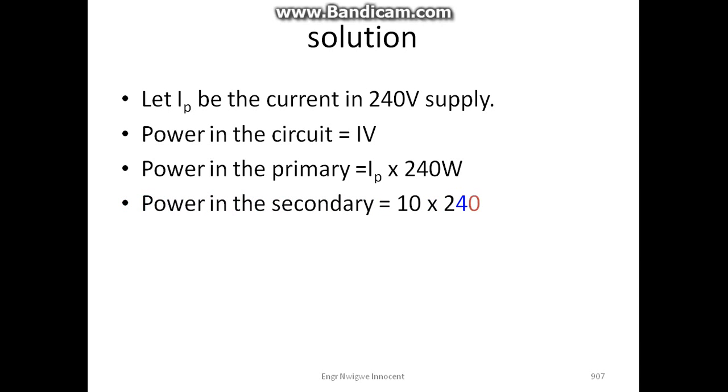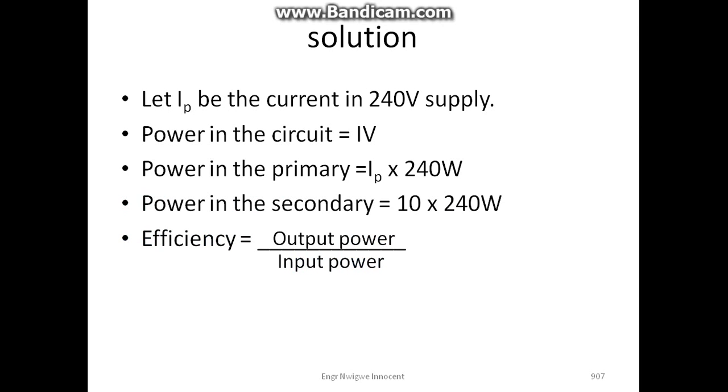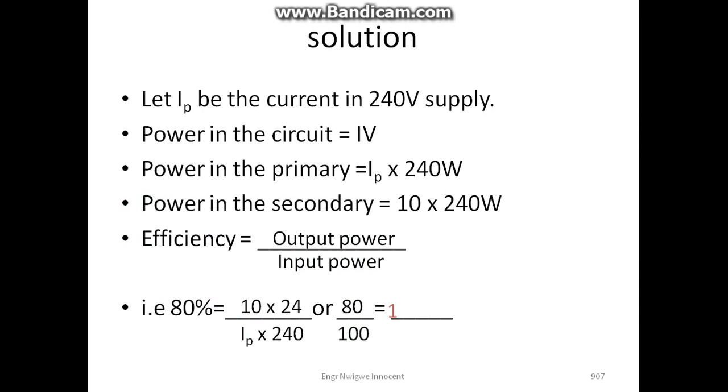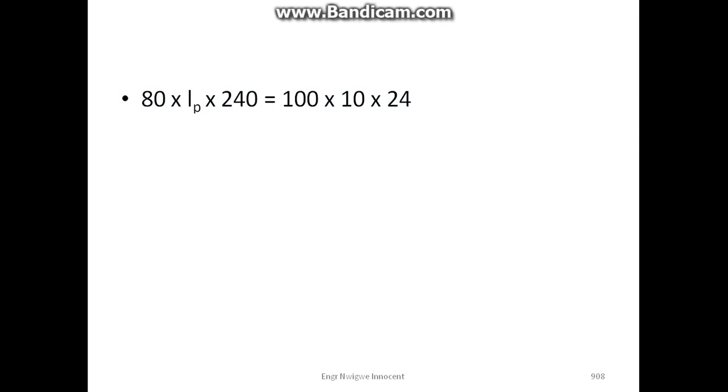Power in the secondary equals 10 times 240 watts. Efficiency is equal to output power over input power. That is 80%, which equals 10 times 240 all over IP times 240, or 80 over 100 is equal to 10 times 240 all over IP times 240. 80 times IP times 240 equals 100 times 10 times 240. IP is equal to 100 times 10 times 240 all over 80 times 240, which will give us 1.25 amp.